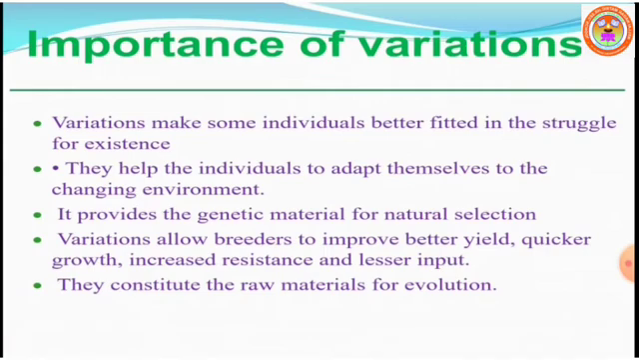Variation allows plant breeders to achieve better yield, quicker growth, increased resistance, and lesser input. Plants with many characters due to variation show increased yield, especially in plant breeding technology. Desirable characters brought by variation in plants are very important. The most important point: variation constitutes the raw material for evolution. So new characters will arise, and organisms grow independently, breed among themselves, and produce new species. That is why variation is very important.